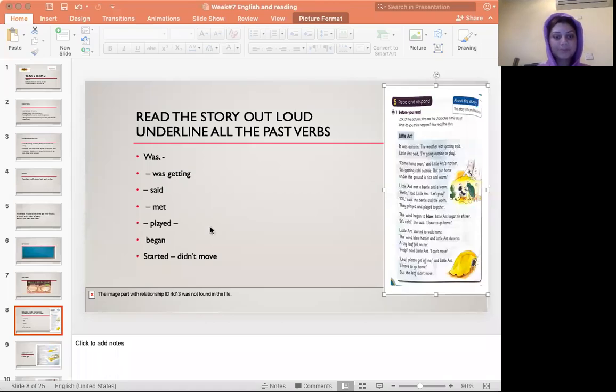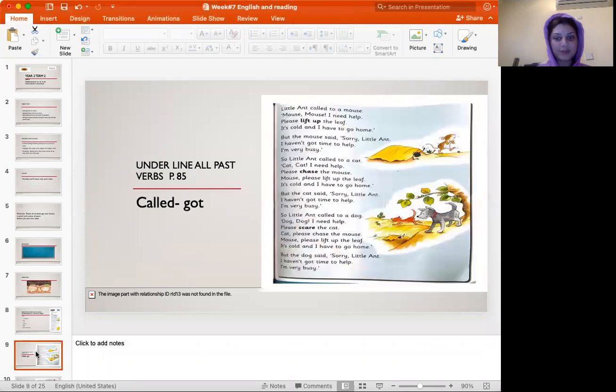Okay? Now let's go to the next page. Let's see what happened to the ant. Little ant called to a mouse. She found the mouse walking in this wind. She called him, "Mouse, Mouse, I need help. Please lift up the leaf. It's cold and I have to go home." She was very cold. But the mouse said, "Sorry, little ant, I haven't got time to help.